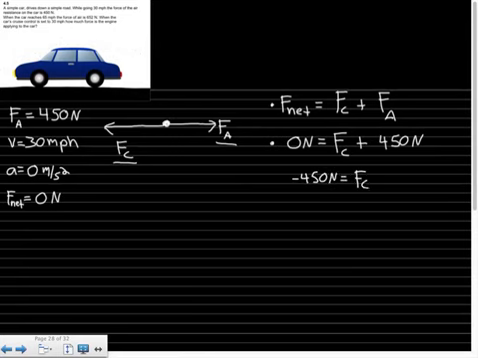So that means the force of the car must be pushing with 450 newtons to the left to cancel out the air resistance pushing to the right. And if those forces are equal, if they're balanced, then the car will be in equilibrium and it will not be accelerating.